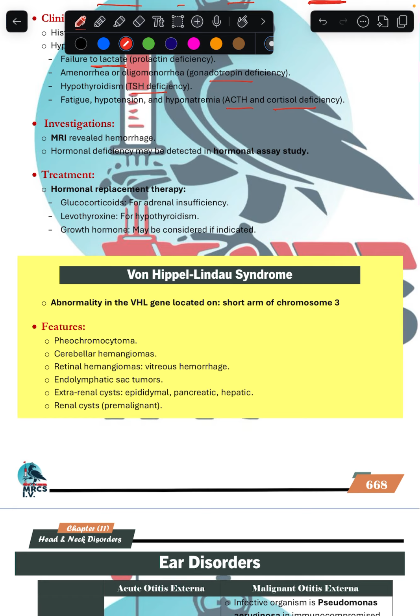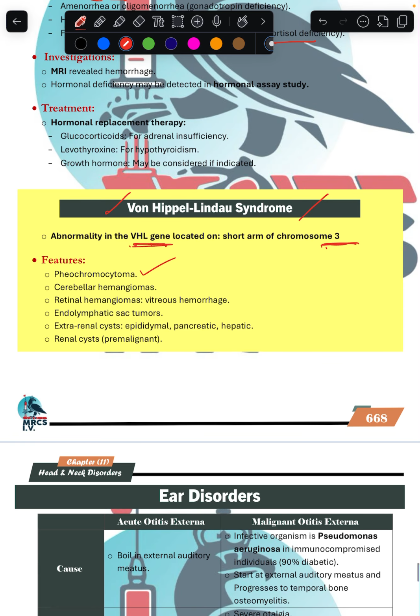Another important one, von Hippel-Lindau syndrome. VHL gene, there is a problem with the gene on chromosome 3. VHL 3 means there are 3. So you get pheochromocytoma, cerebellar hemangiomas, retinal hemorrhages, endolymphatic sac tumor, extrarenal cysts, pancreatic and hepatic renal cysts.